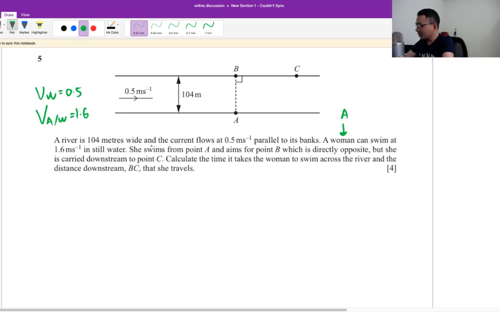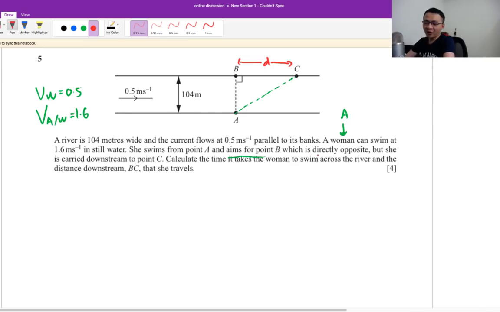Alright, so she swims from point A aiming for point B, which is directly opposite, so that means it's 90 degrees, but she is carried downstream to point C. That means the water is going to carry this woman to point C here. So calculate the time it takes the woman to swim across the river and the distance downstream between B and C. So the question asks you to find the distance here, and then they ask about the time taken for the woman to cross the river.